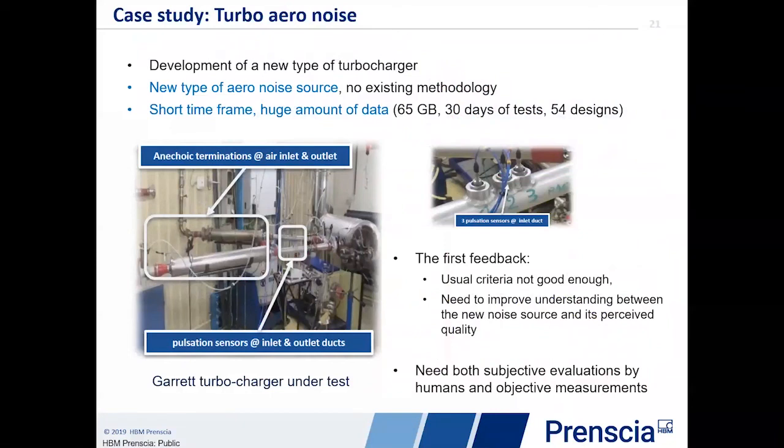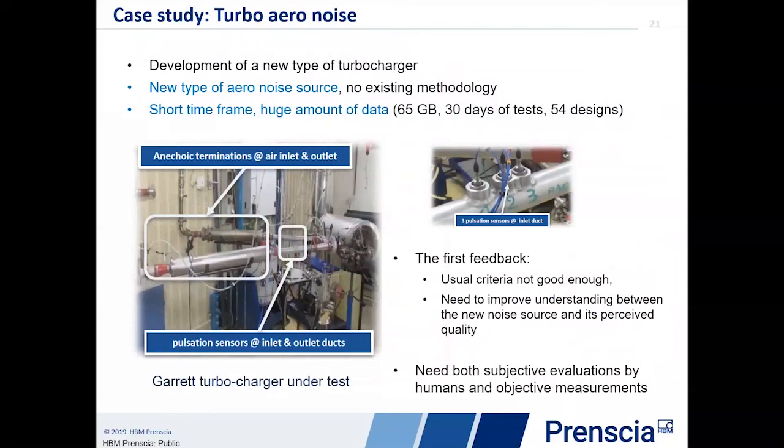The challenge also was that they had a very short time frame and at the same time a huge amount of data. 65 gigabytes, 54 designs, that's really a lot of data to handle. That amounts to about 30 days of testing. So the first feedback they had is that the usual criteria they had in-house were not good enough for this new turbocharger. So they needed to improve the understanding between this new noise source and the perceived sound quality of that turbocharger.